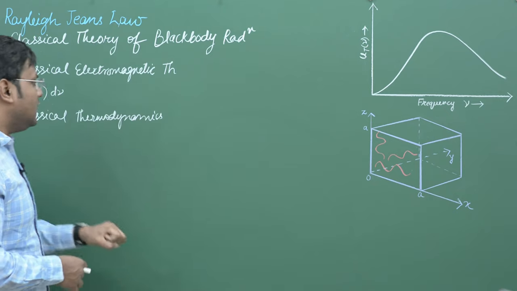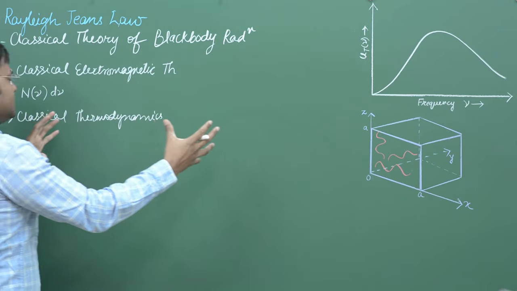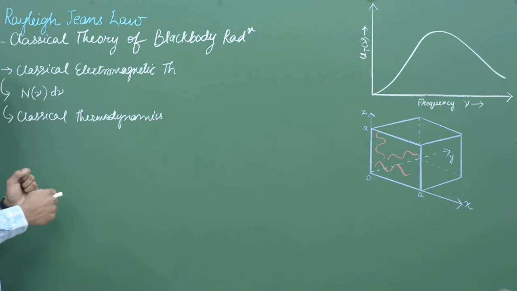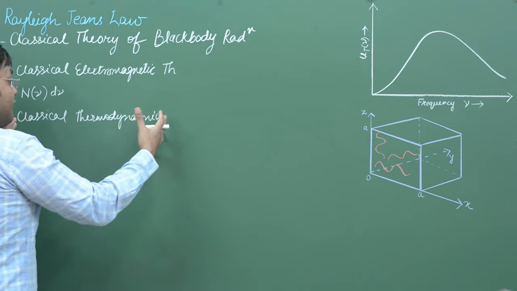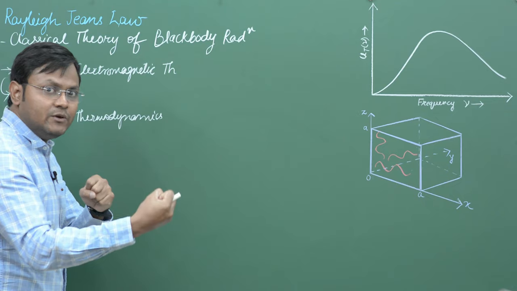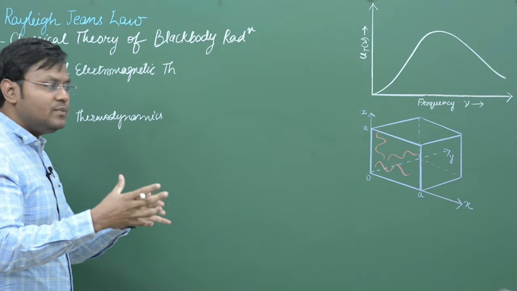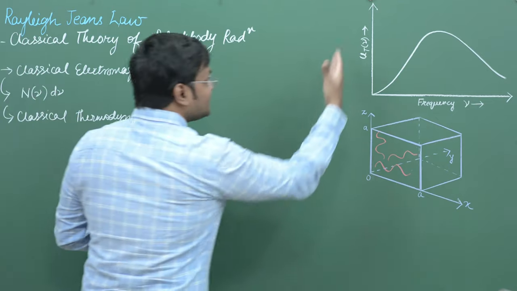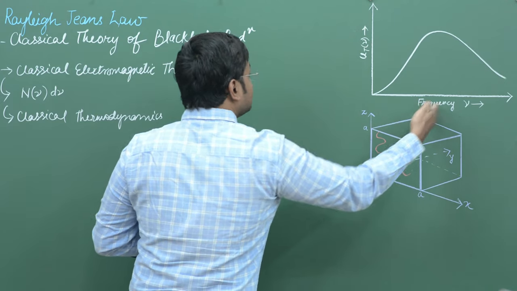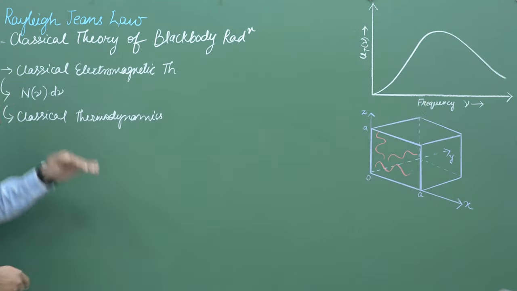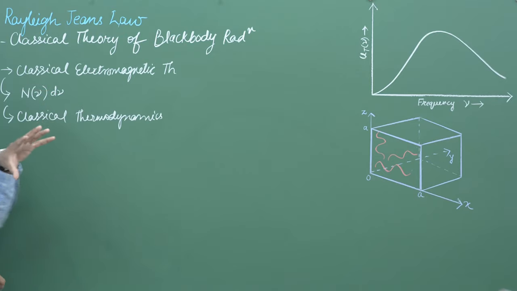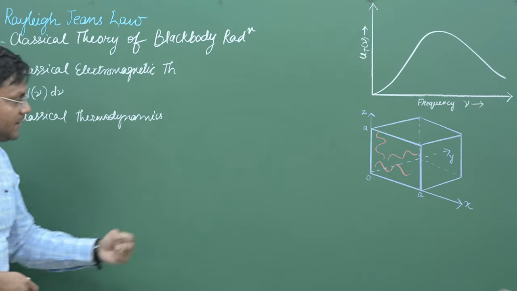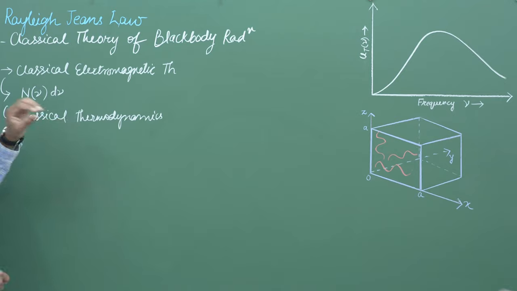So if you can calculate the total number of standing waves formed inside a cavity for a given frequency interval, multiply it with the average amount of energy associated with a standing wave, then in principle, you can calculate the energy density associated with a given frequency range with respect to frequency. So these are the three main steps that we also are going to follow today. So let's elaborate on them one by one.